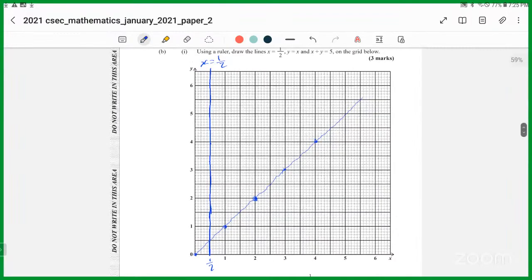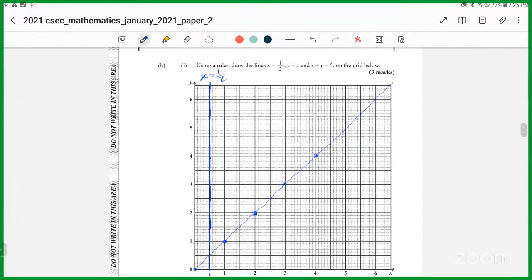Right? Draw it right through. And label the line with the equal sign. Always remember to label the line with the equal sign. Don't draw it freehand like me, guys. Use a ruler. Use your ruler and draw it, alright? This is the line y equals x.